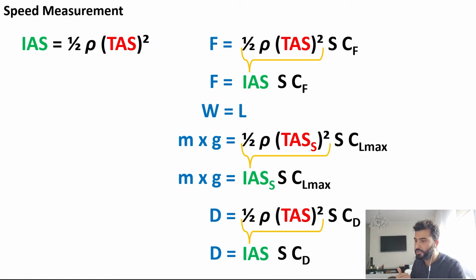Not in TAS. TAS doesn't make any sense because when you change density, drag will change, okay? And that's why, for example, this is something to know, the indicated airspeed has another name. I don't know if this name is very common, but it's also known as performance speed.